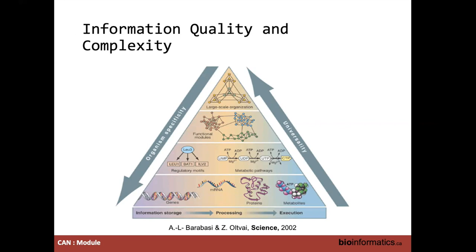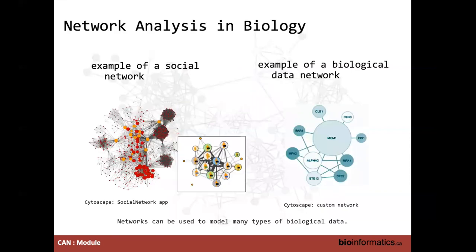This image is from a paper by Bart Bassey many years ago, and it's a pyramid structure of informatics. The idea is that as you go from the bottom to the top, the information quality and the level of complexity are exponentially getting bigger. The context of this network analysis talk is that it tries to incorporate prior biological knowledge to analyze genes or proteins and other biological entities and groups in a biological context.